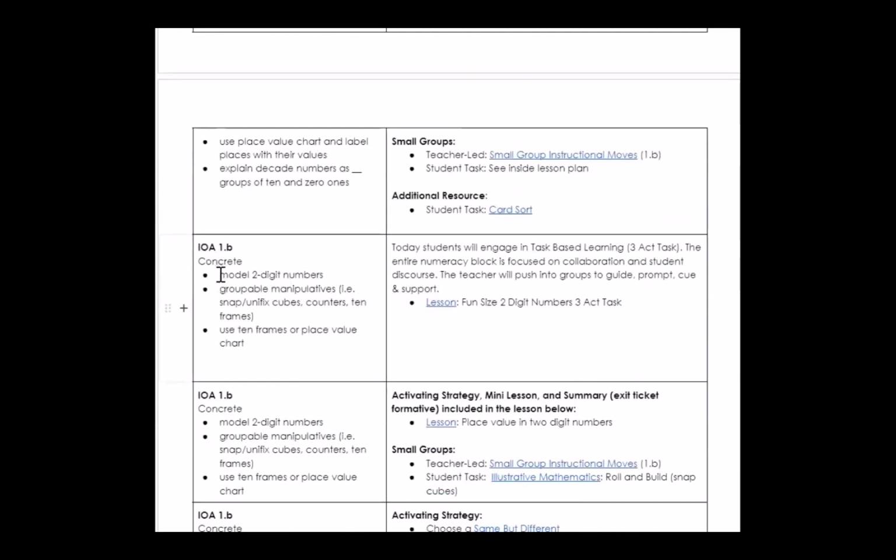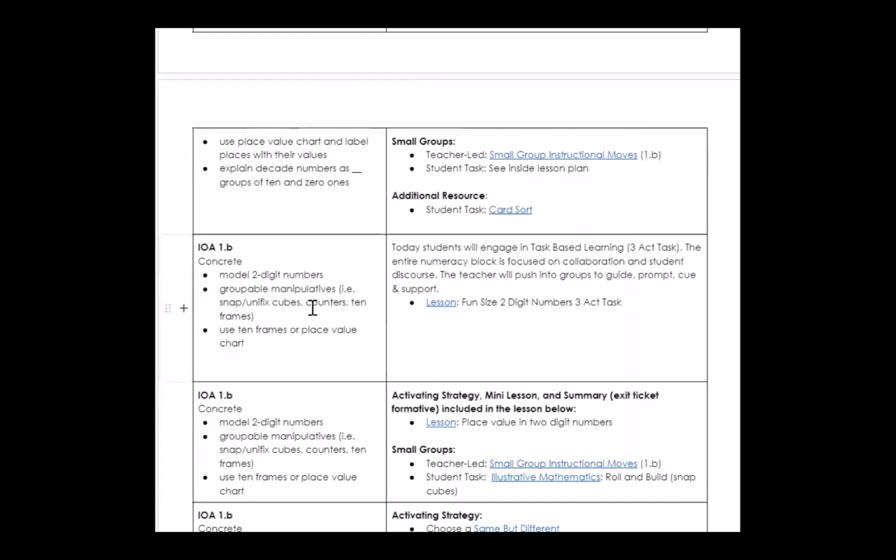Next, students are going to go back to that groupable manipulative again, and they're going to model any 2-digit number, using that place value chart. Students will explain that each digit of a 2-digit number represents tens and ones.